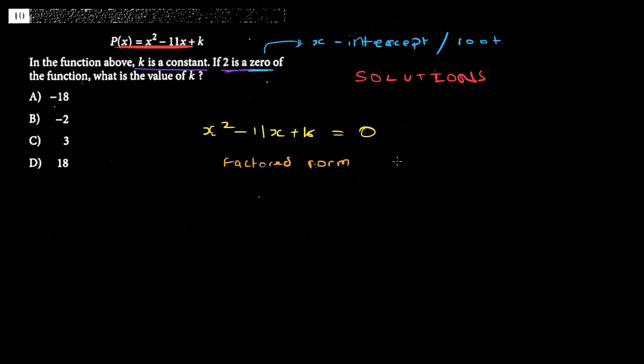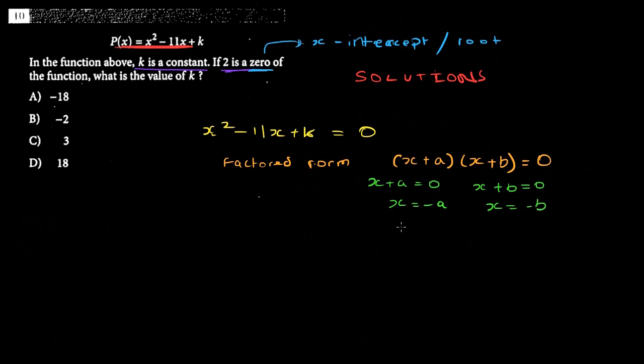It looks something like this: x plus a into x plus b. Mind you, these are just random variables, equals 0. And then eventually I'll solve for x. And how I do that is I take each of these factors and equate them to 0. So x plus a equals 0, and so x equals negative a. And x plus b equals 0, and x equals negative b. Again, these are just random variables, but that's how I usually solve a quadratic.